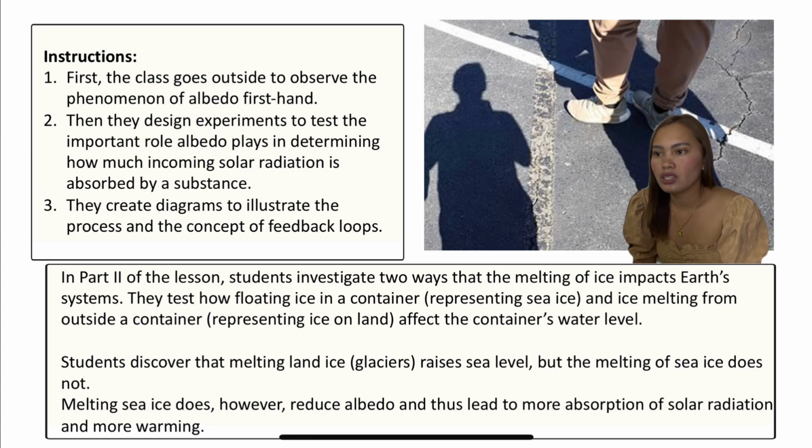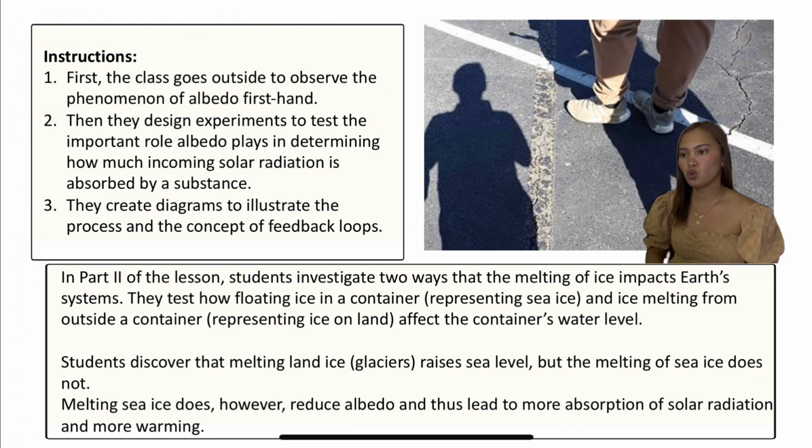First, the class goes outside to observe the phenomenon of albedo firsthand. Second, then they design experiments to test the important role albedo plays in determining how much incoming solar radiation is absorbed by a substance. Last, they create diagrams to illustrate the process and the concept of feedback loops.